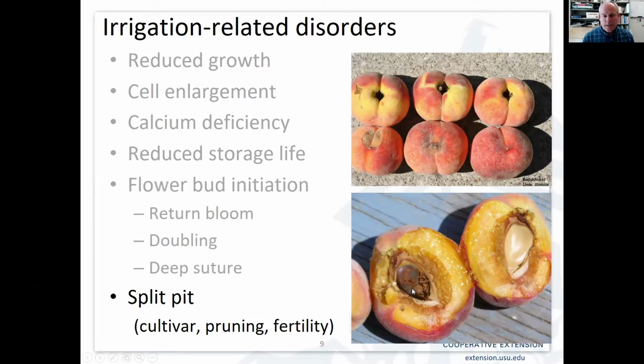And it's just split open, and then what happens is the tissue around that pit starts to degrade and ripen too quickly as a response to that wounding. So that's another drought-related or uneven irrigation supply type of disorder that we see.